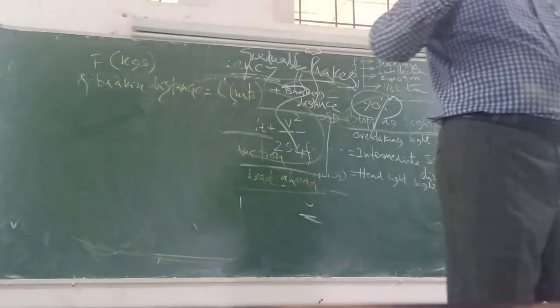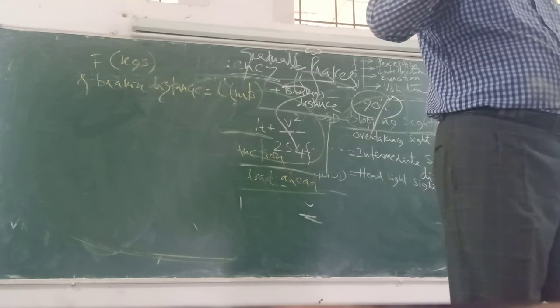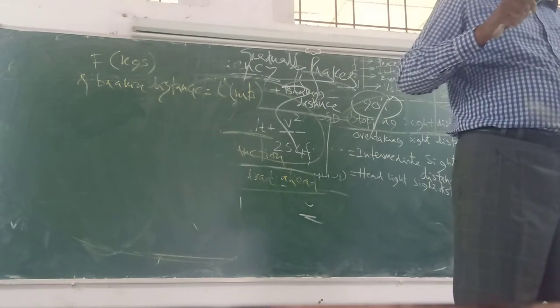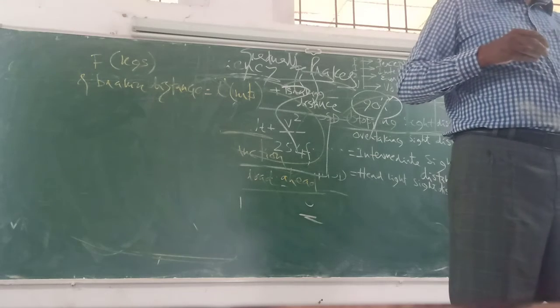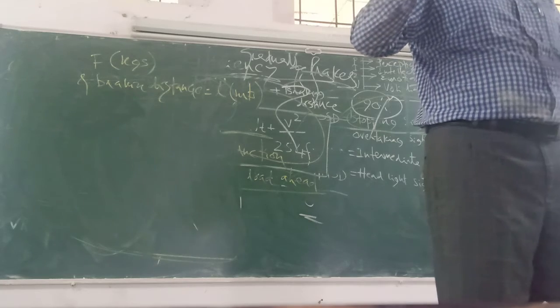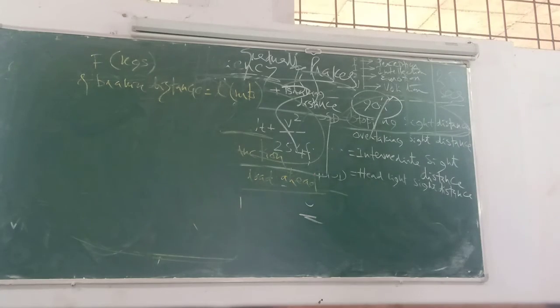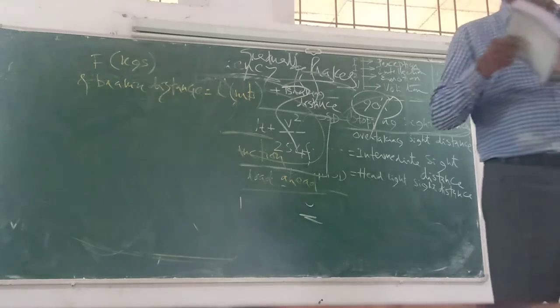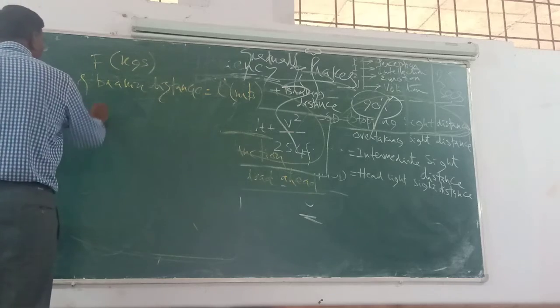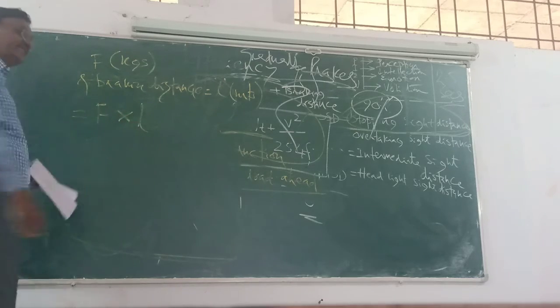Therefore, the work done against the frictional force in stopping the vehicle is given by F into L, where F is in kg and L is in meters.